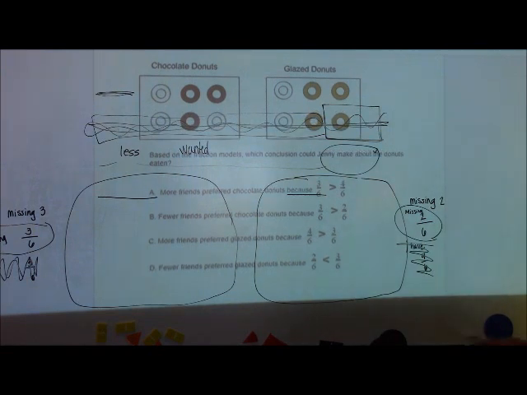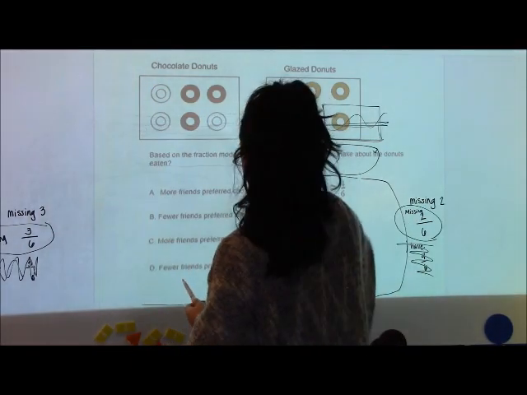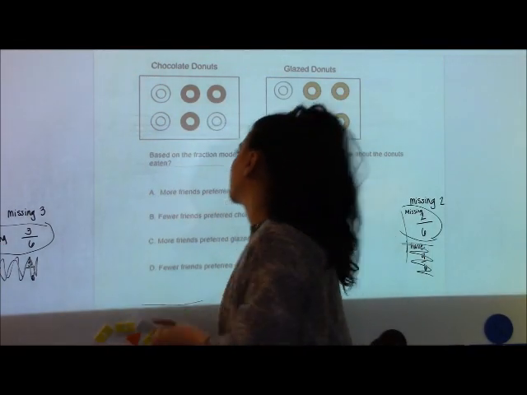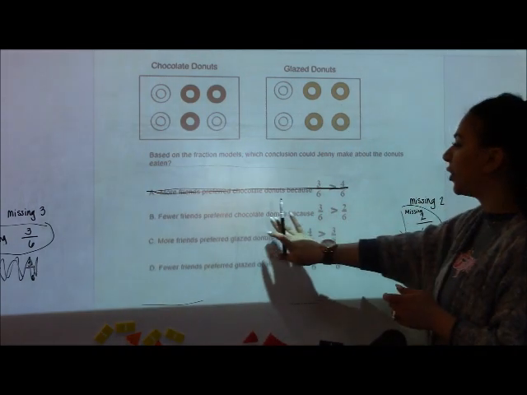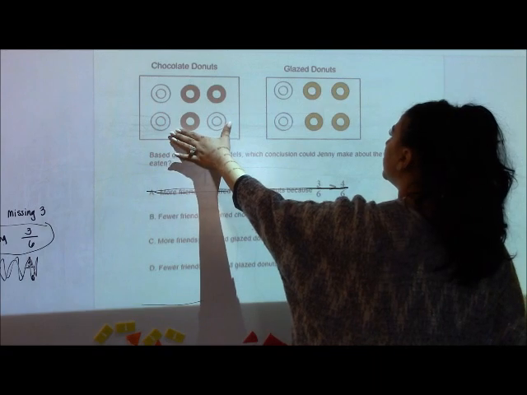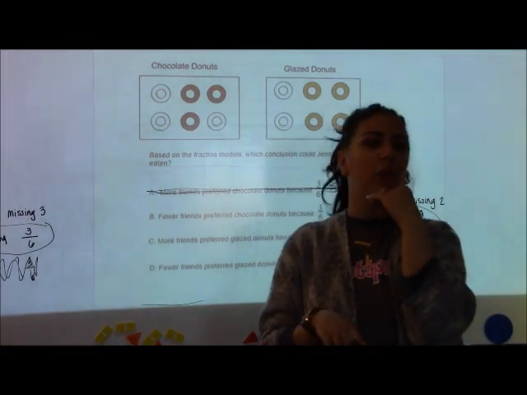So we already said, and I'll kind of clean it up, we already said that A is not true. Okay, fewer friends prefer chocolate donuts. Does it look like fewer friends ate chocolate donuts or more friends ate chocolate donuts? And tell me why. Can you justify why?